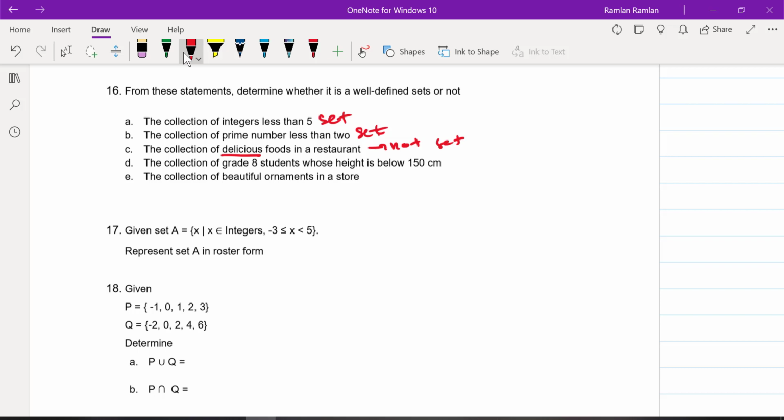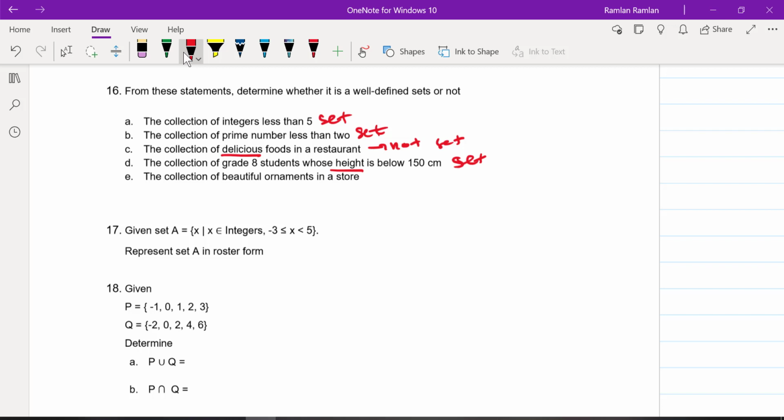Okay. Next one, the collection of grade 8 students whose height is below 150. So height is a different thing. You cannot argue because we have this measurement that is used all over the world, right? So this is going to be a set.